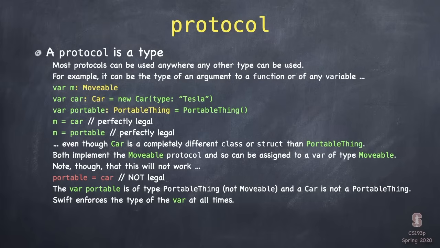While I can say that m equals each of those things, I can't say they equal each other because Swift is enforcing the type of the var. And then when I say portable equals, the type of the var is portable thing, not type movable there.